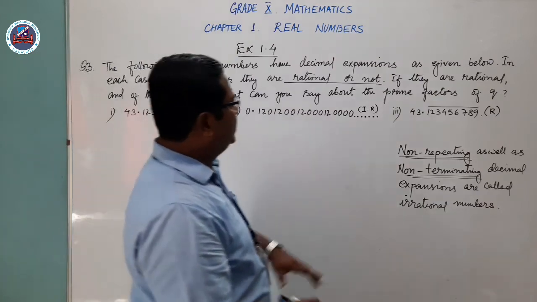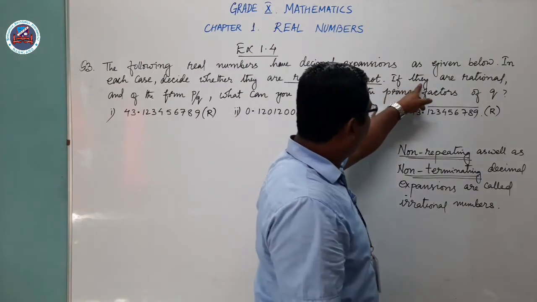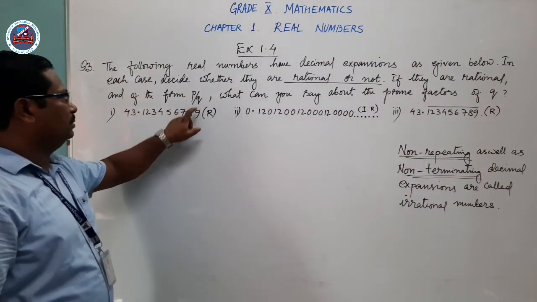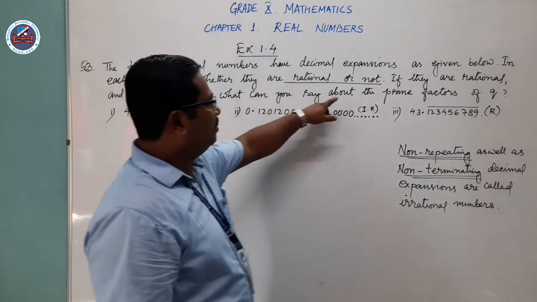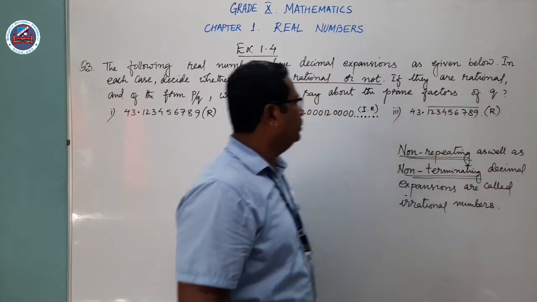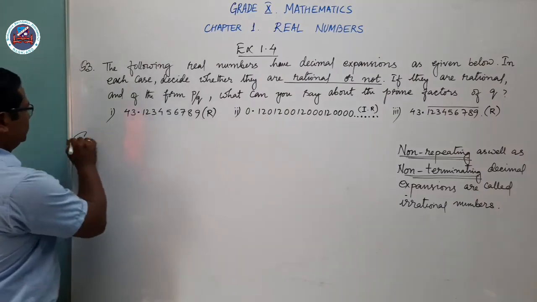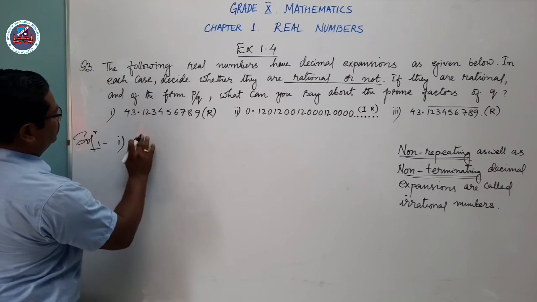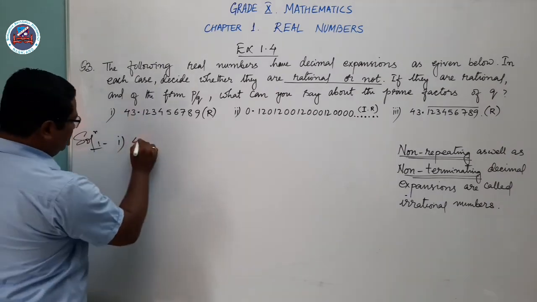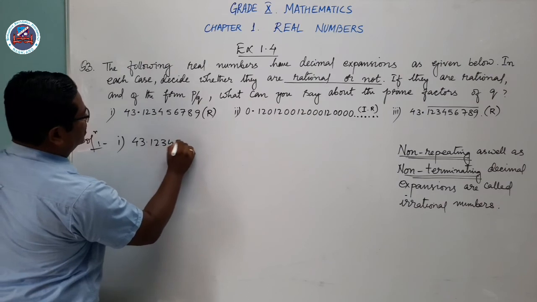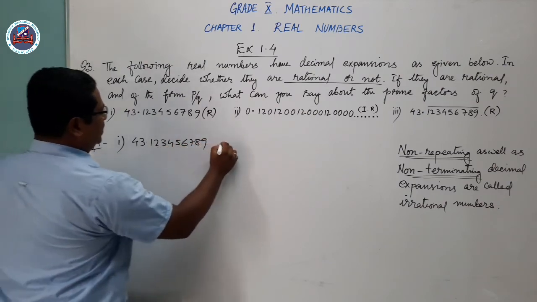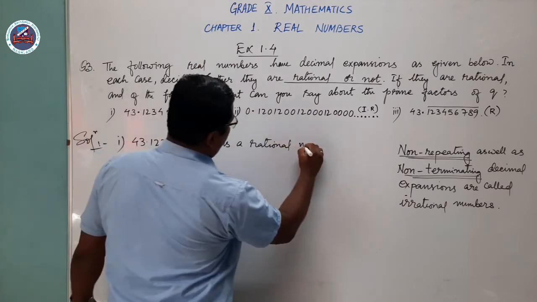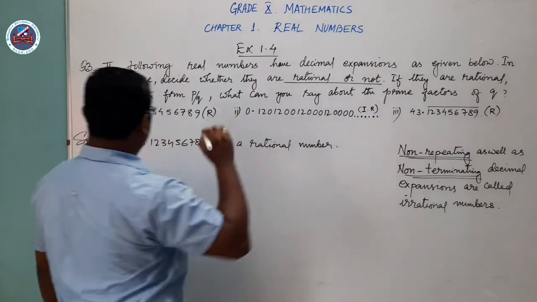Now the second part of the question is, if they are rational and of the form p by q, what can you say about the prime factors of q? So this is rational. When you do the solution, number 1 you write down 43.123456789 is a rational number. First answer you give like this.